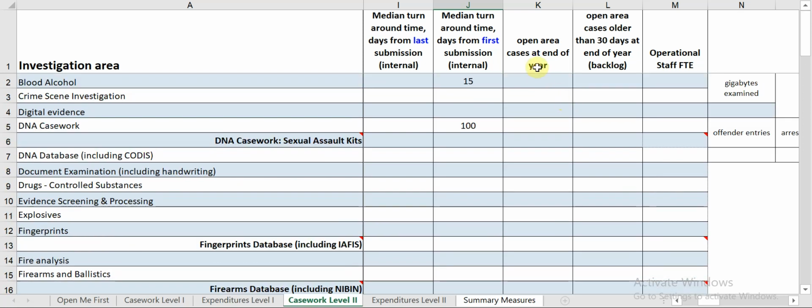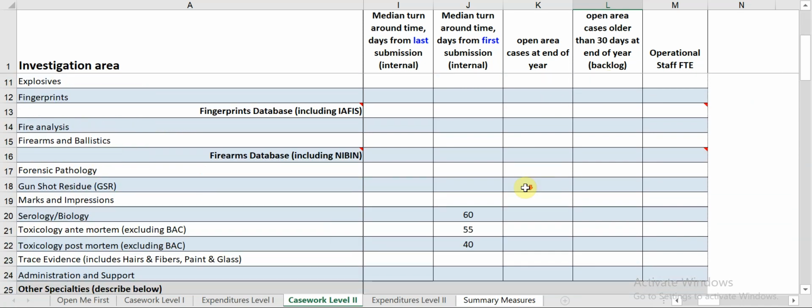We also have some information here on open cases at the end of each year and how many of those are older than 30 days. And again, that's just to be able to look at the traditional measure of backlog here. So let's suppose in the case of blood alcohol that there are 100 open cases, but there's only 20 of these that are older than 30. In the case of DNA, let's suppose it's 250, and out of those, let's say 150 are older than 30 days. And so on. You go down for each of these for whatever it is that you might have.